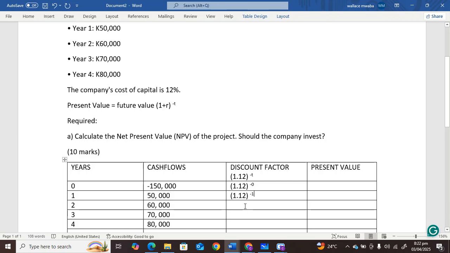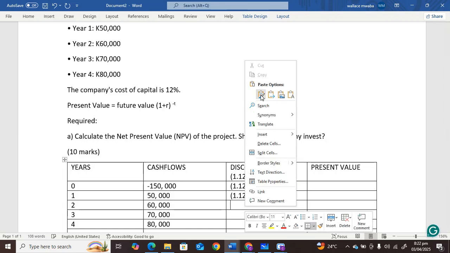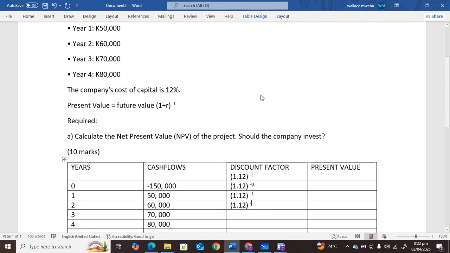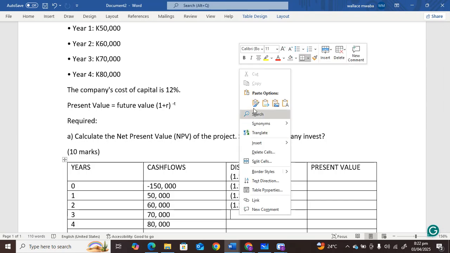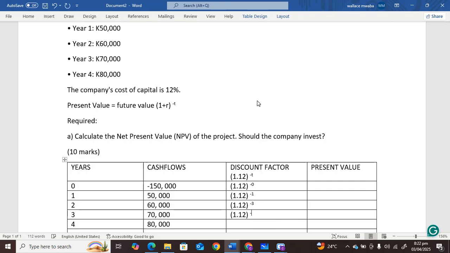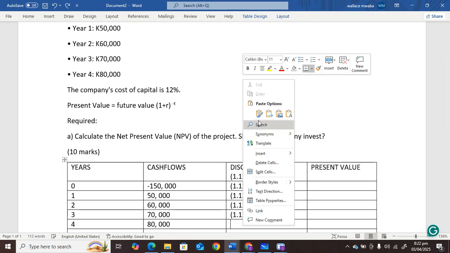In year 2, 1.12 to the power negative 2. In year 3, 1.12 to the power negative 3. And in year 4, oh, I forgot to put 2 here, it's a 2, then 3. So in year 4, 1.12 to the power negative 4.